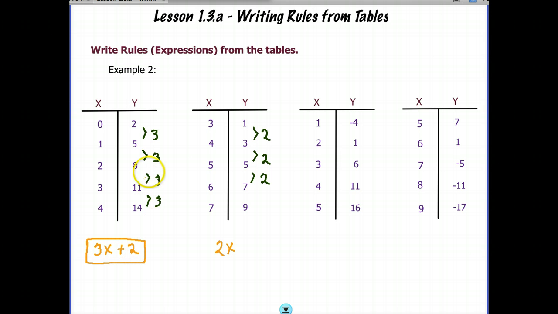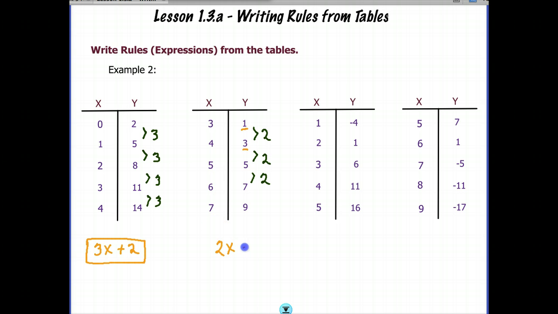All right, so we have 3 times 2 is 6, but if you'll notice, the y value is only 1. What do we need to do to 6 to get down to 1? Okay, so think about that. Let's look at the 4. So if we plug the 4 in for x, you have 2 times 4 is 8, but our y value is actually 3. What do we need to do to get down to 3?